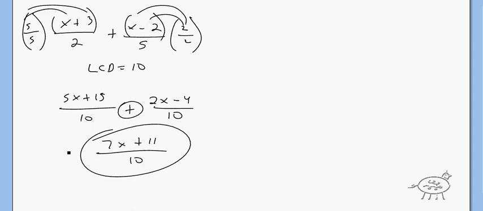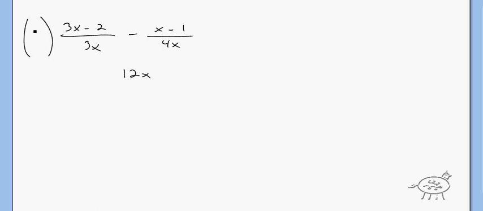Let's try one more. I have a bunch more examples to do with you. 3x minus 2 over 3x minus x minus 1 over 4x. What's the LCD? The LCD is 12x. So I multiply the first one by 4 over 4, and the second one by 3 over 3.